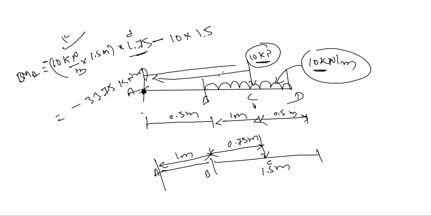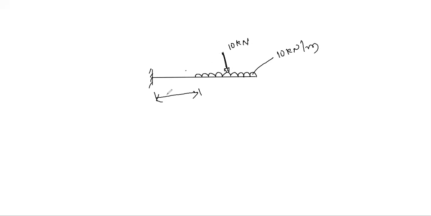So once we do this, we need to approach the bending moment diagram. Let's draw the diagram over here. Again, the same cantilever beam, subjected to UDL over here. The intensity of load is 10 kilonewton per meter. And here we have a point load of 10 kilonewton, and it is fixed here. The distance from here to here is 0.5 meters, from here to here it is 1 meter, from here to here it is 0.5 meters.